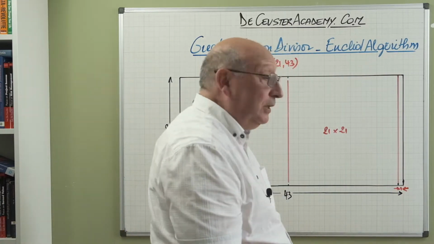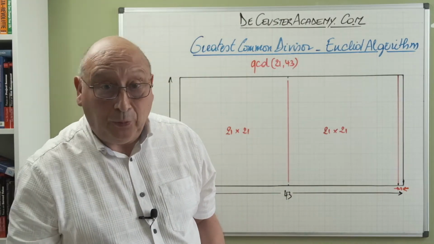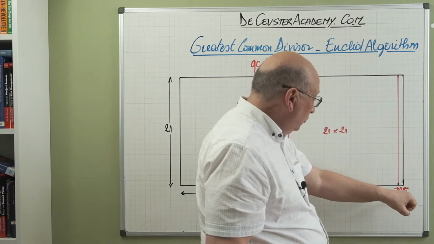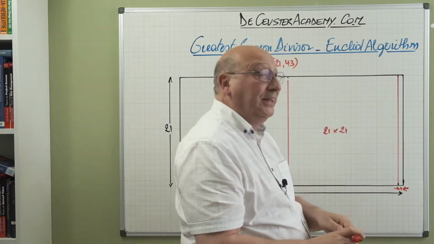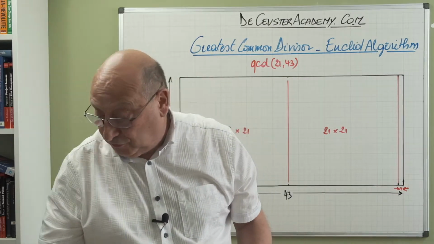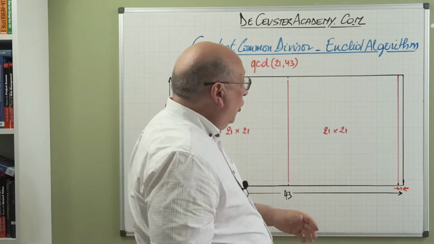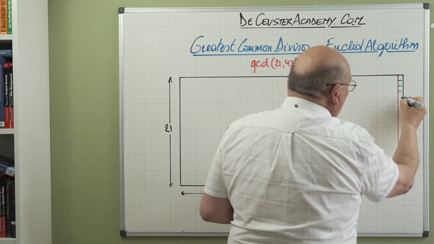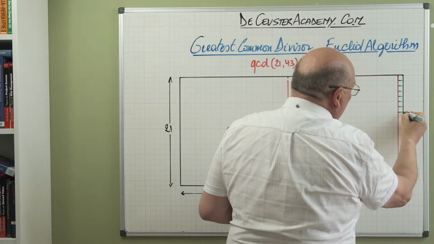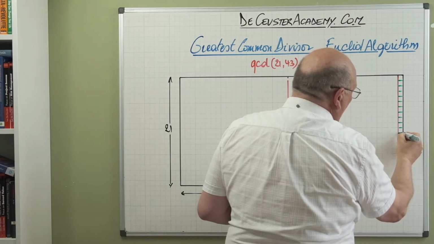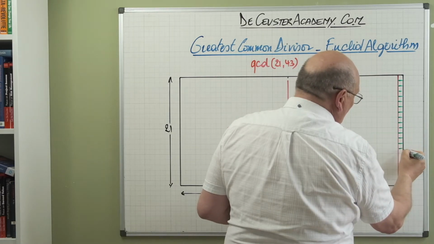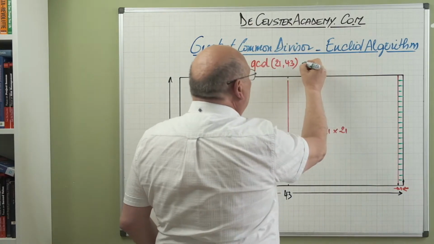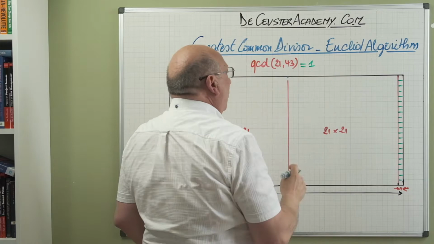This is a very simple example, and what we find here is that the remaining, new rectangle is 1 by 21. Now, it's easy to find here because we can only split this up in 21 parts of size 1, which gives us, in this case, that the GCD is equal to 1.